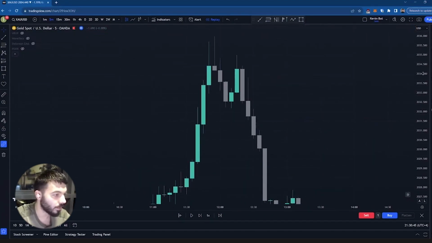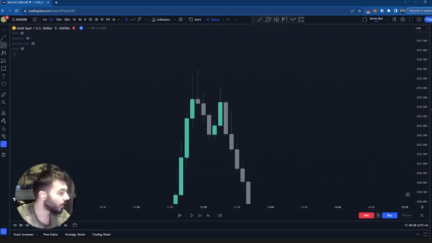Okay. So remember the candle body example. So this here is a candle body. There to there, that's a candle body. Here to here is another candle body. Above that is the wick.